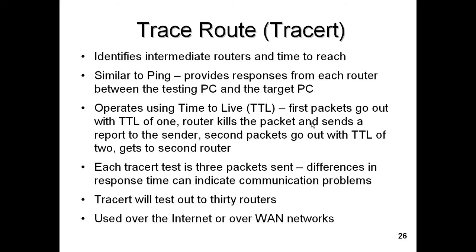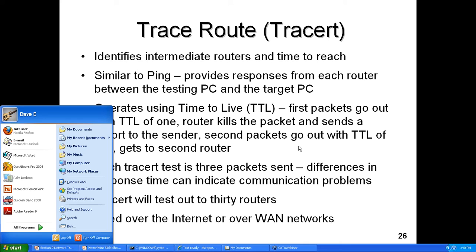What traceroute does is, and you'll see it, we'll do one where it's tracert. But what traceroute does is it starts off, it's similar to ping in that it's looking for responses, but it starts off sending 3 packets with a TTL of 1. So those packets are going to go to the first router. That router is going to kill the packet and send the reports. Then it sends out 3 packets with a TTL of 2. Those get through the first router and they get killed at the second router. Then it sends 3 packets with a TTL of 3, which gets it through the first 2 routers, gets it to the third one. Traceroute will test out to 30 routers, and it's used typically over the internet to see what kind of connectivity we have.